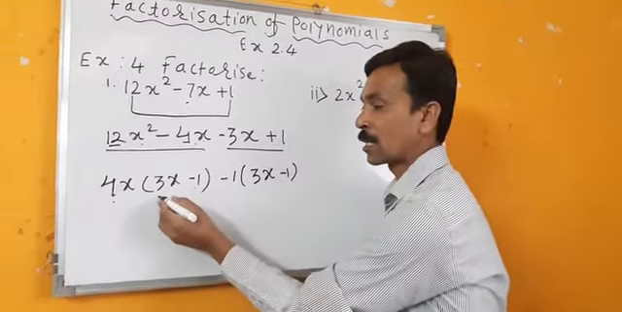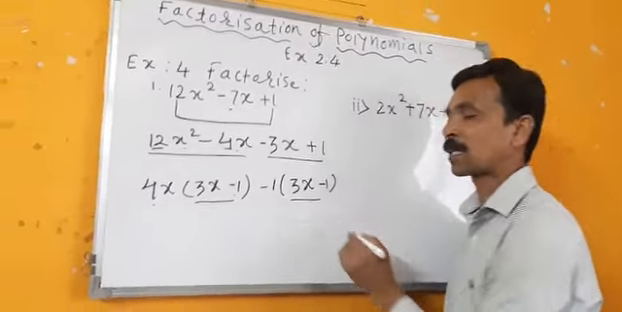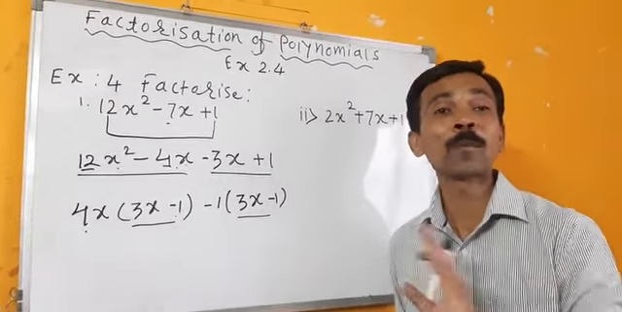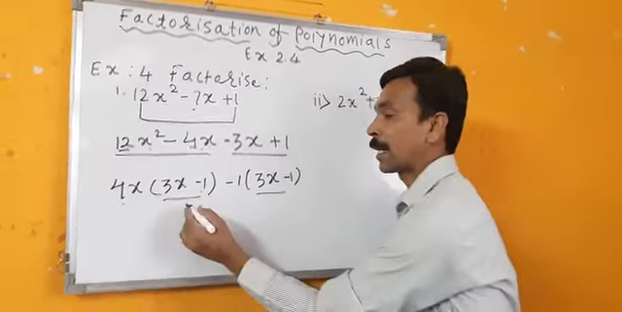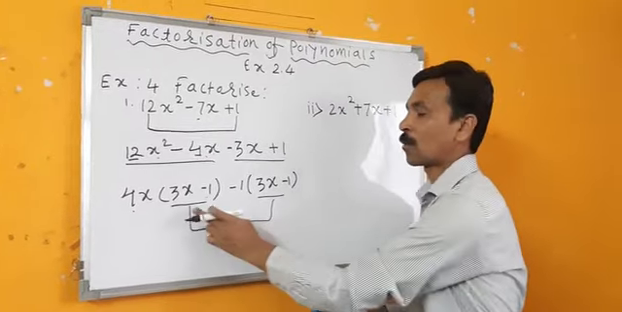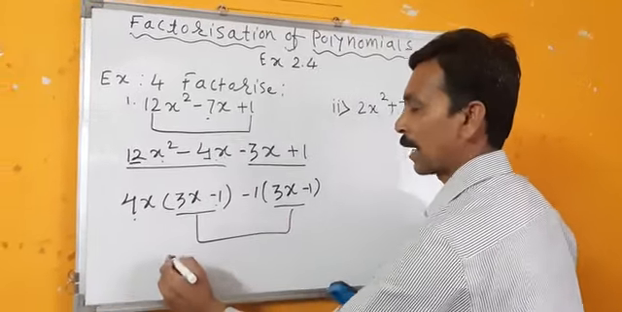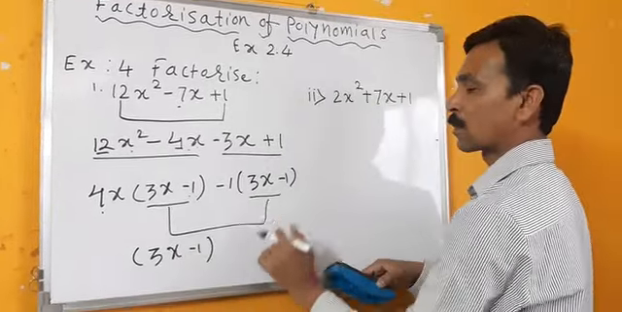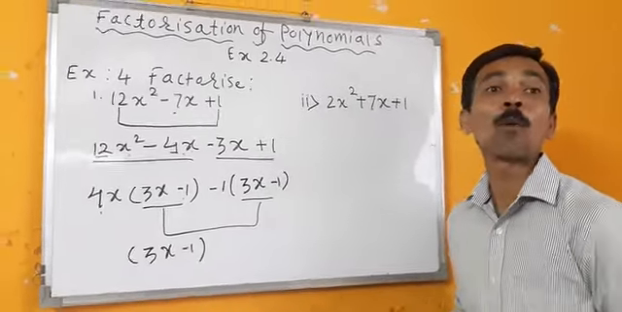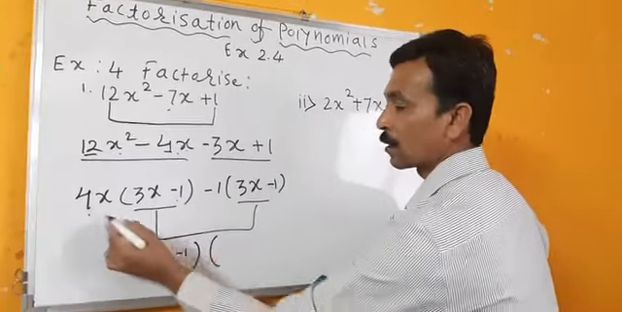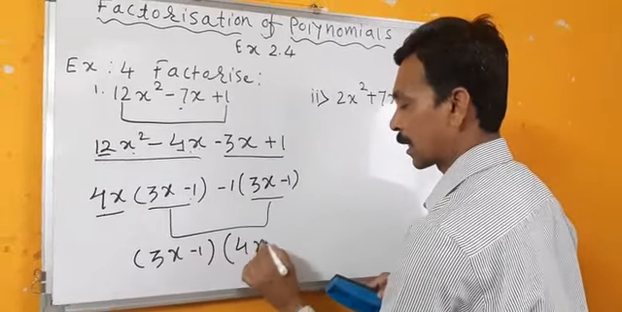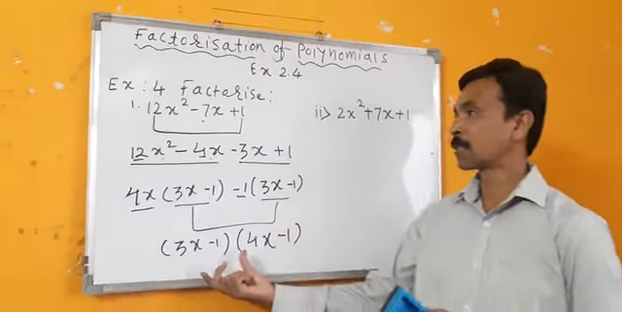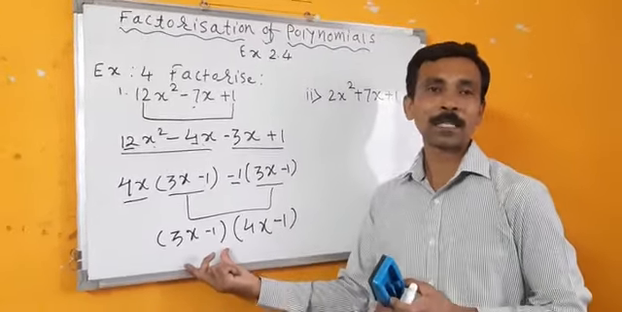In factorization, keep in mind this bracket and this bracket, both the brackets have to be the same, with the sign. They cannot be different. Then only we can take common from two brackets. Now from these two brackets, take one bracket as common: 3x minus 1. And in the other bracket, the uncommon part will come: 4x and minus 1. Right? So this is the way to factorize. Clear?